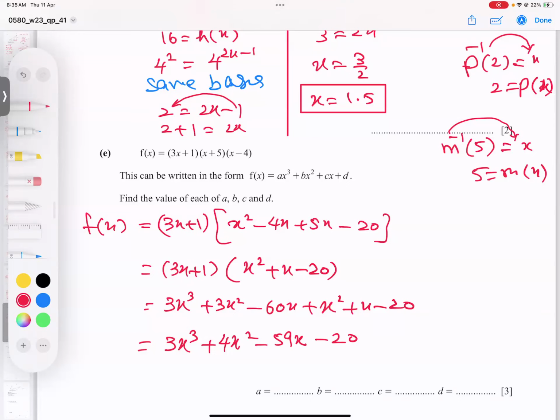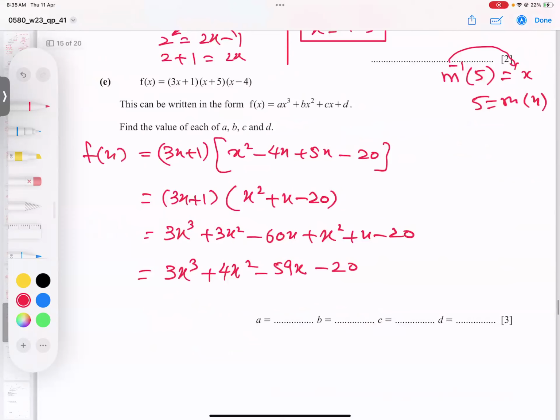Yes, okay. So let's go for the ABC number. If you compare the x cube coefficient, A is 3. B, the x square coefficient, is 4. And the x coefficient C is minus 59. Please don't miss the negative sign. Some students in a hurry miss a negative sign.